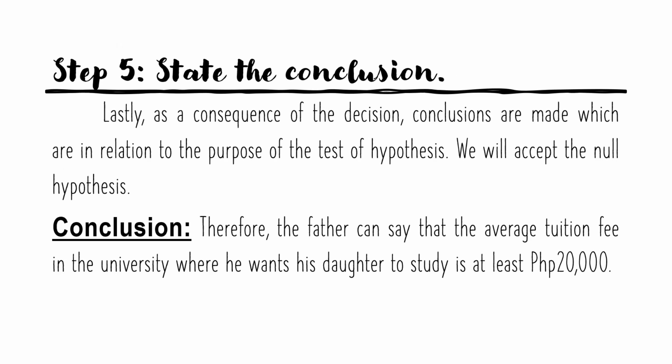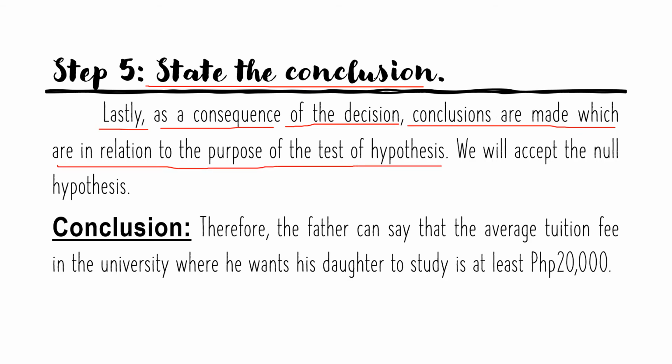So for step number 5, state the conclusion. Lastly, as a consequence of the decision, conclusions are made in relation to the purpose of the test of the hypothesis. Right after we compare your critical value and your computed value, that will serve as our basis to conclude whether we accept or not your null hypothesis. We will accept the null hypothesis because your computed value falls on the non-critical region. We accept your null and reject your alternative.